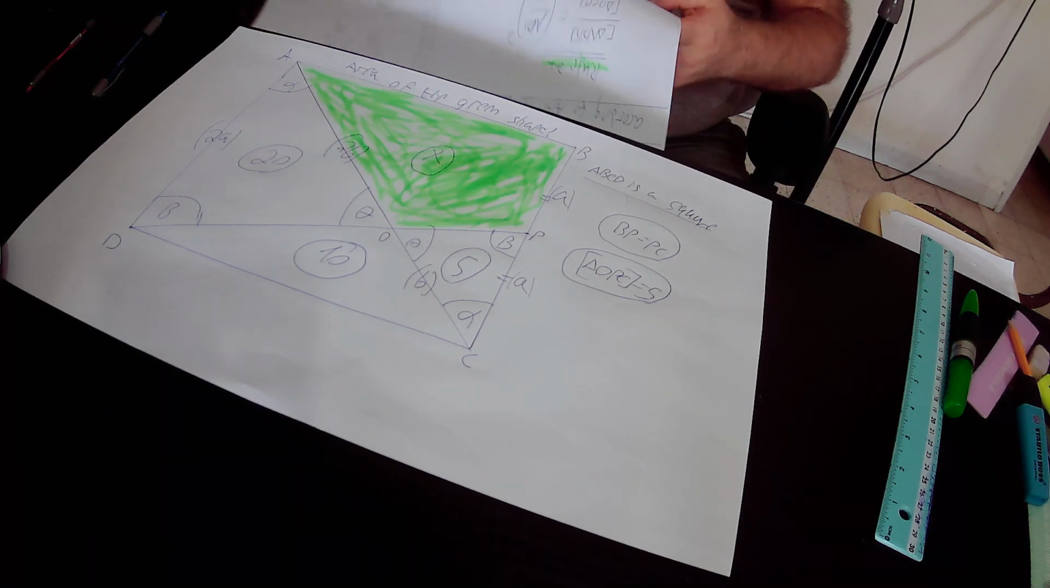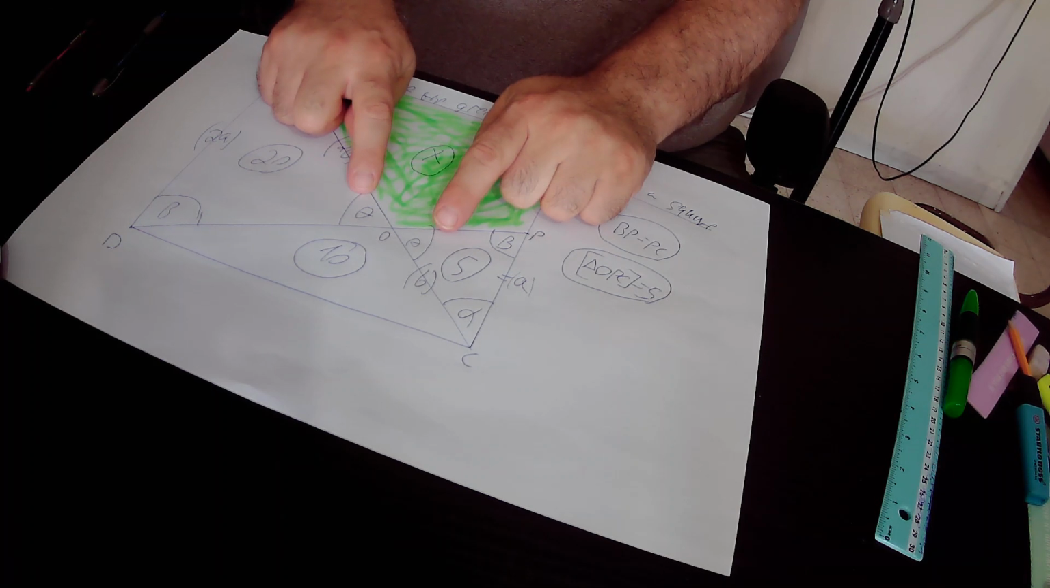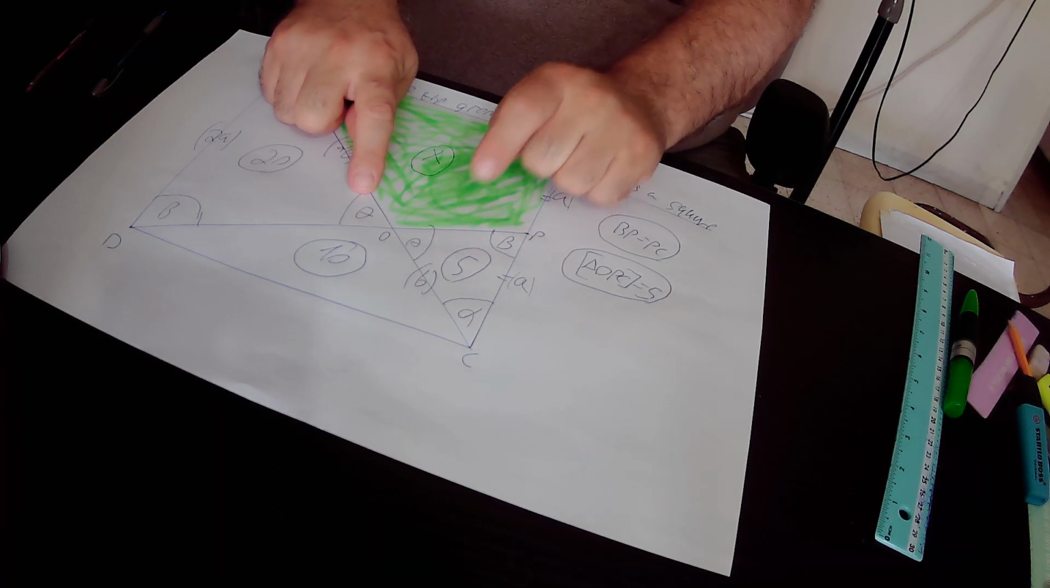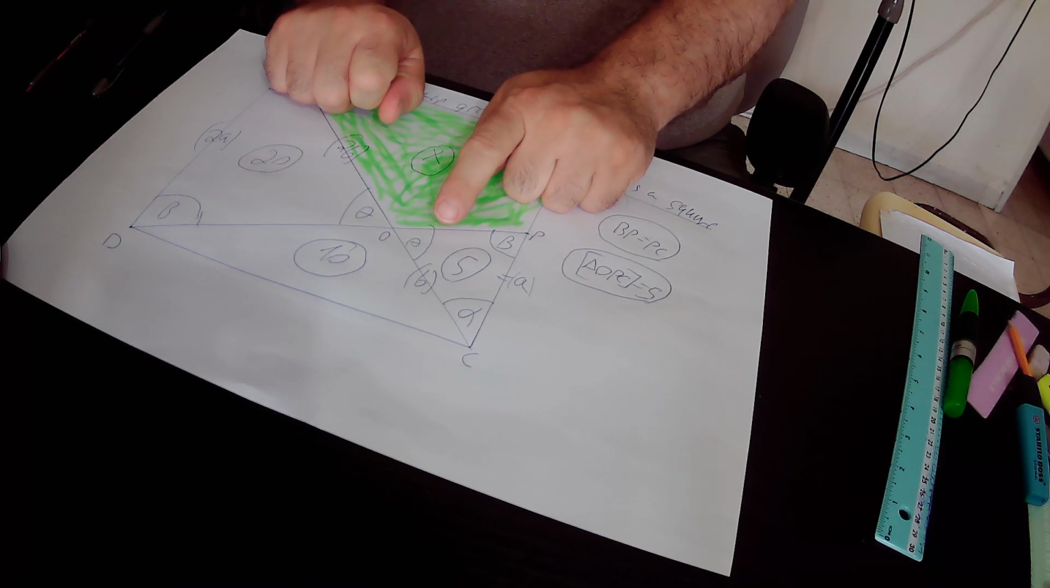Those two angles are defined as vertex angles, and we know that vertex angles are equal to each other. So if the size of this angle is theta, then the size of this angle must also be equal to theta, because they are equal to each other according to the rule that I mentioned.